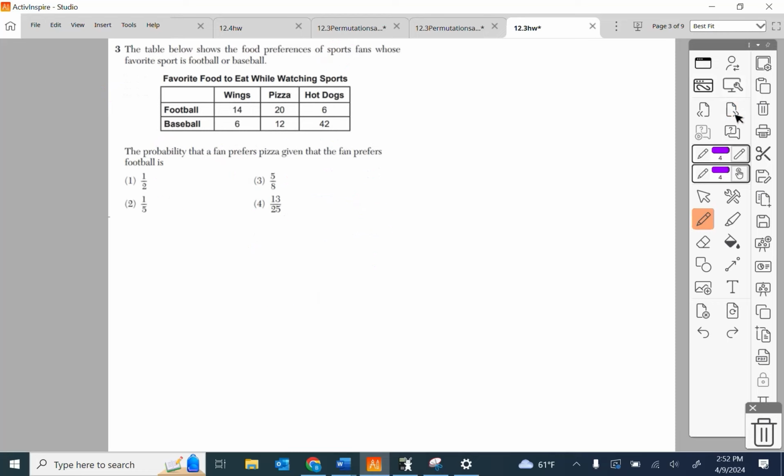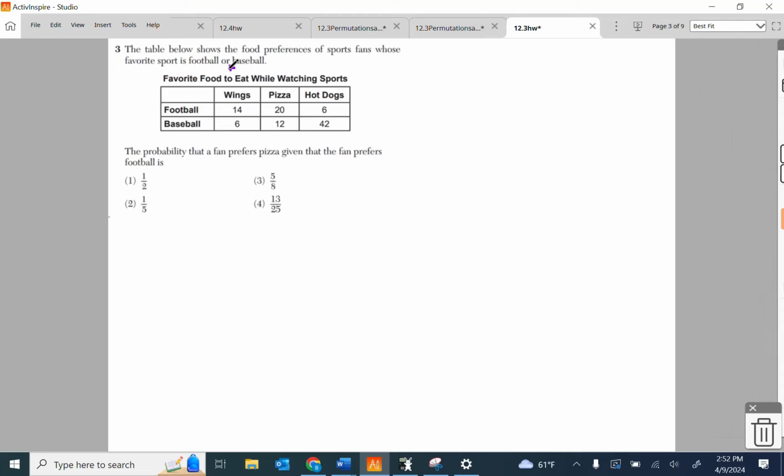The table below shows food preferences of sports fans whose favorite sport is football or baseball. What is the probability that a fan prefers pizza given they prefer football? So the given is the most important thing. I only care about football. That's it. Just football. If I do some addition here, 14 and 6 is 20 plus 20, there's 40 total. Pizza is going to be 20 out of 40. 1 and 2, 1/2. Easy peasy, Japanesey.